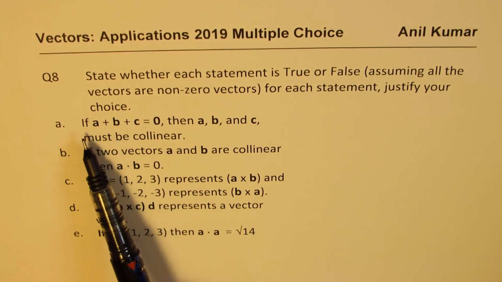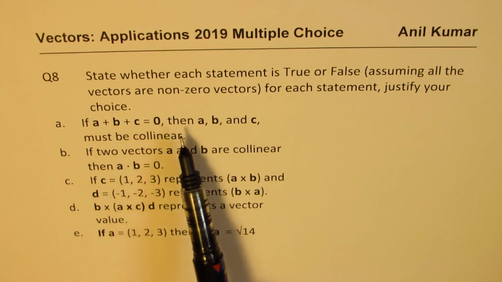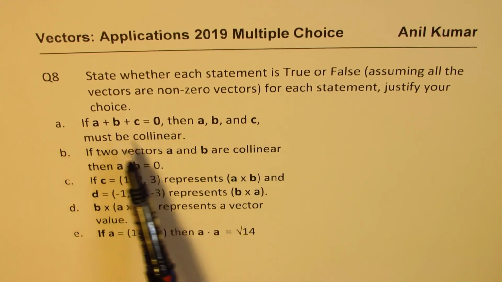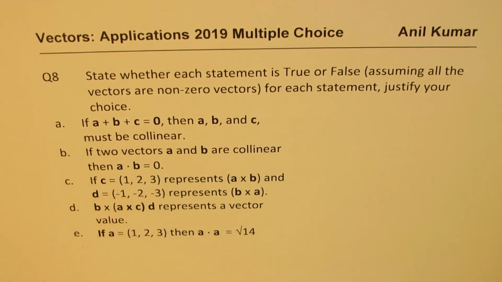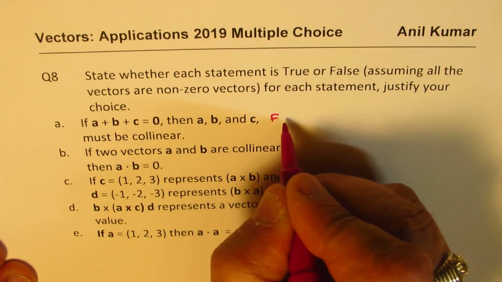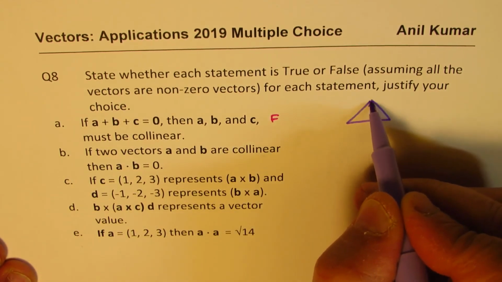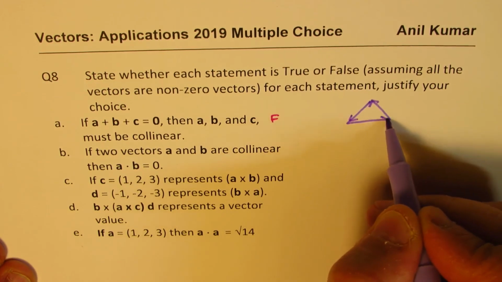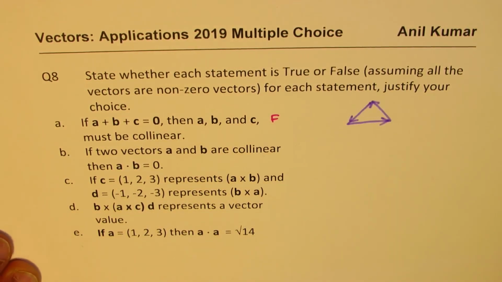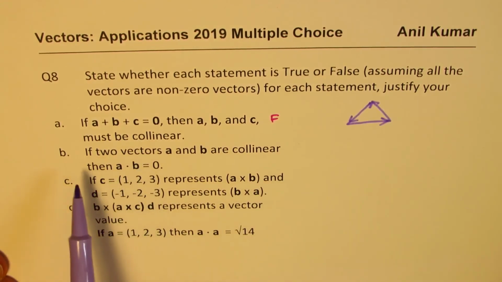The very first one is, if the sum of 3 vectors is equal to the 0 vector, then A, B and C must be collinear. Well, not necessarily, so the answer will definitely be false. Let me write down here false. And the reason could be, see, if I have this, then we have zero sum, correct? And they are not collinear, correct? So they are not collinear.